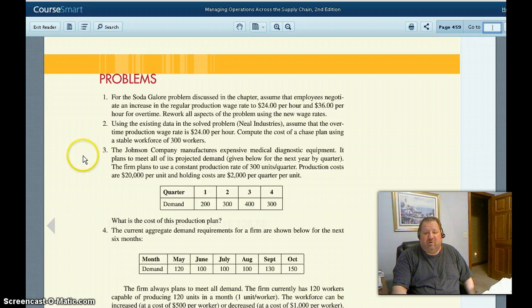So problem 2 is on page 459 of your textbook, and you're going to use the existing data from the solved problem, the Neo Industries problem. That is the one that we actually did in class, and you're assuming that they are going to use overtime production to meet demand schedule, and the wage rate is $24 per hour for overtime. Also, we're going to compute the cost of a chase plan using a stable workforce of 300, which you can interpret to mean that they are not going to hire or fire workers.